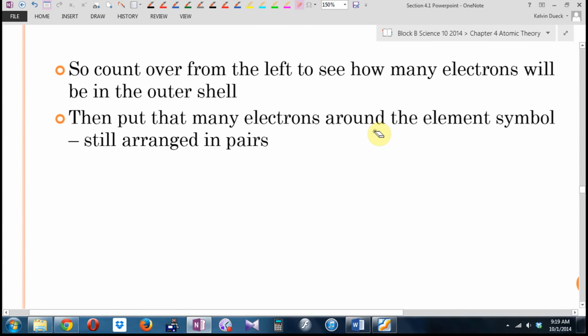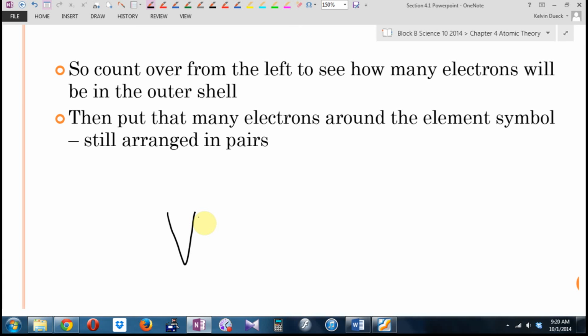So count over from the left to see how many electrons will be in the outer shell. And then you put that many electrons around the element symbol, still arranged in pairs. For example, I'm going to pick one. We're going to do a Lewis diagram for element V. You need to find the V on your periodic table. Vanadium, I think it's vanadium.